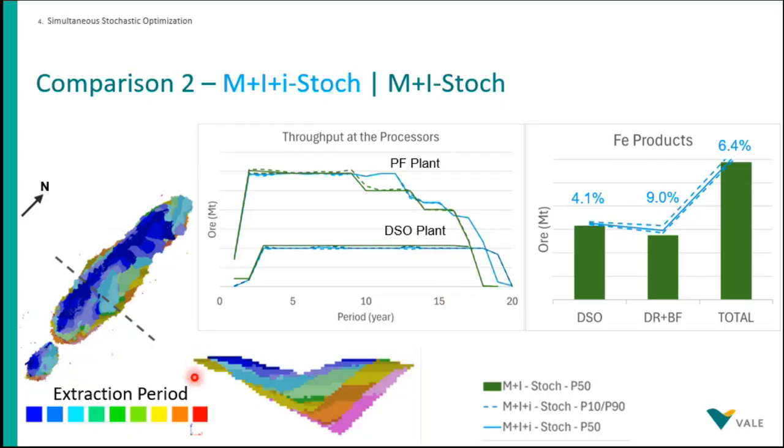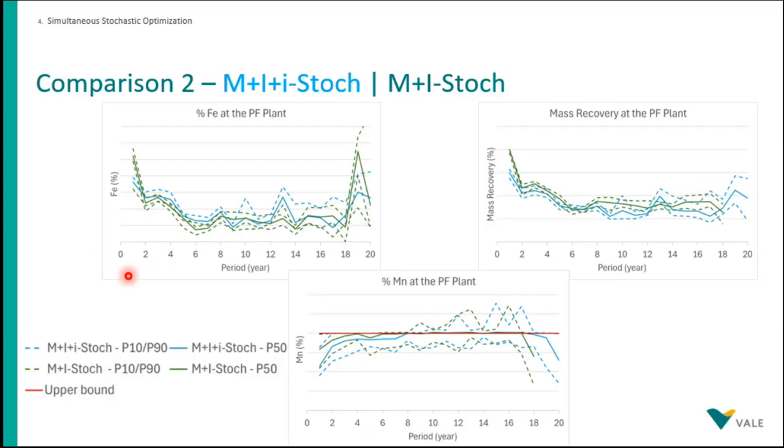And also here in the left-hand side, at the bottom, we see the physical sequence of extraction related to this optimization, which differs from the previous. So we have similar results in terms of the head grades of iron feeding the processing plant, with just one difference in the first year. By allowing inferred material, we end up decreasing iron grades a little bit for the first year, but most of the time it seems pretty consistent. Mass recovery also seems consistent and stable throughout the life of mine. And again, we were able to respect the targets related to manganese.